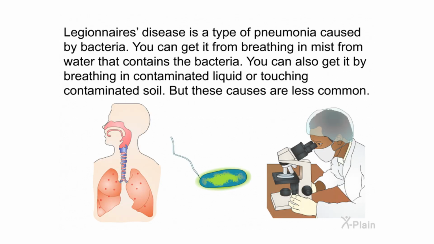Summary. Legionnaires' disease is a type of pneumonia caused by bacteria. You can get it from breathing in mist from water that contains the bacteria. You can also get it by breathing in contaminated liquid or touching contaminated soil, but these causes are less common.